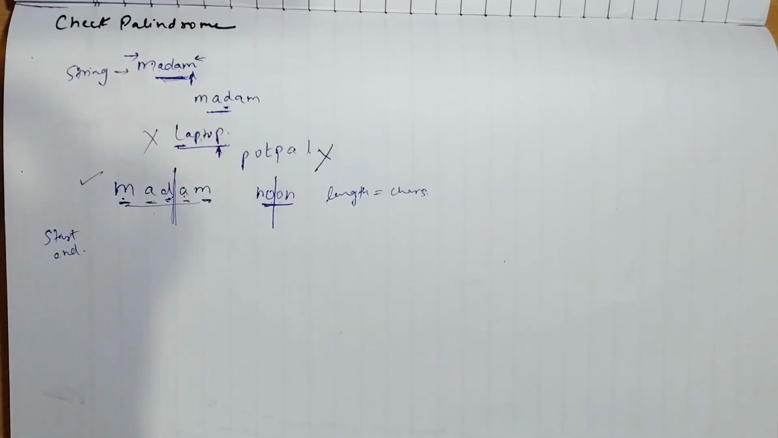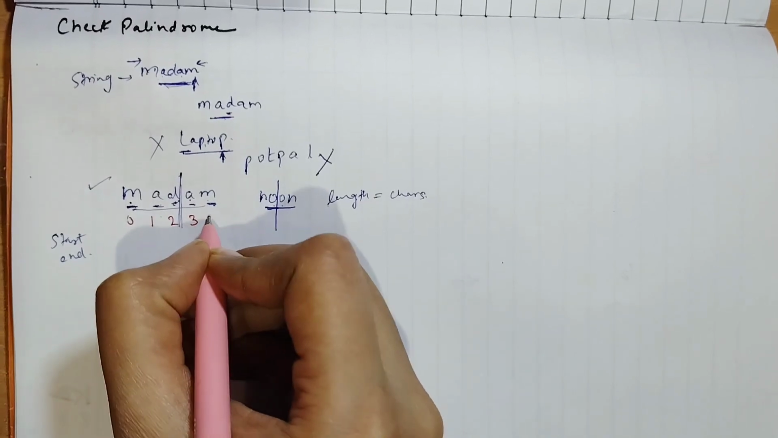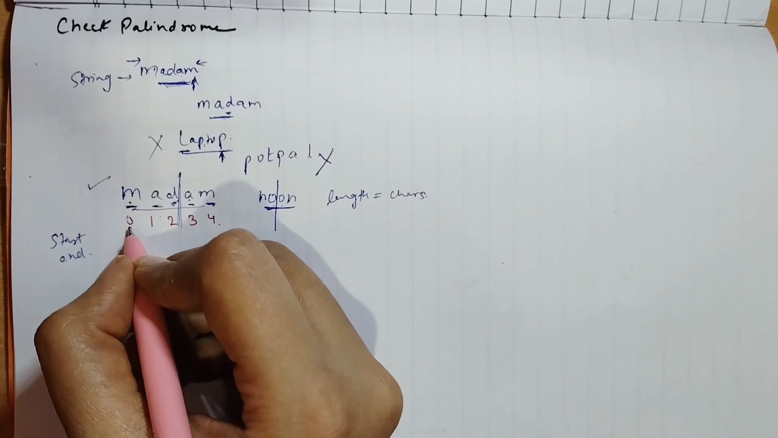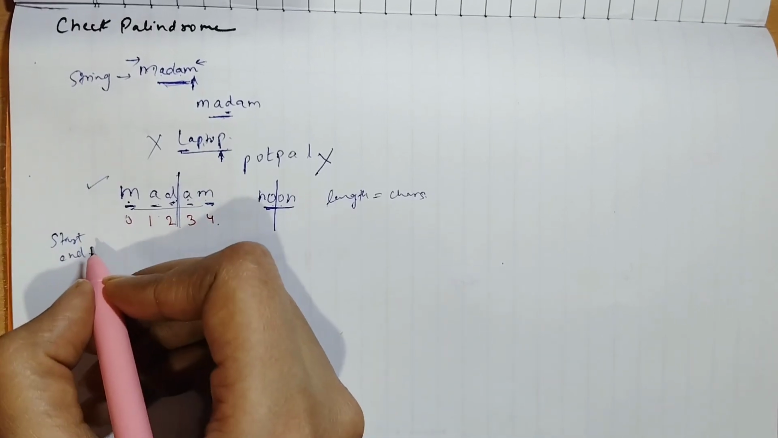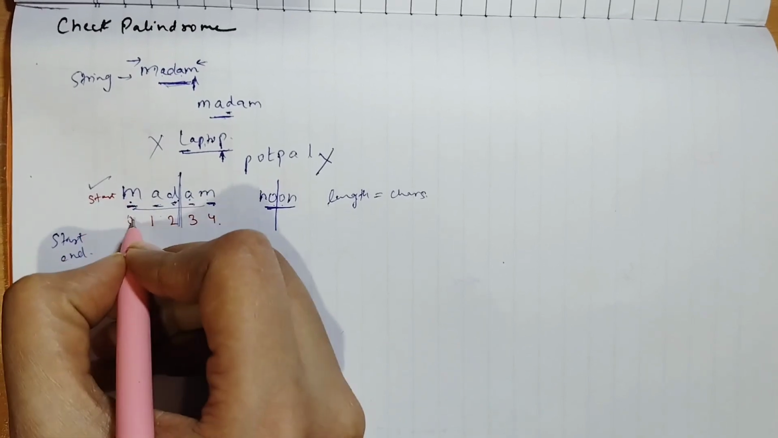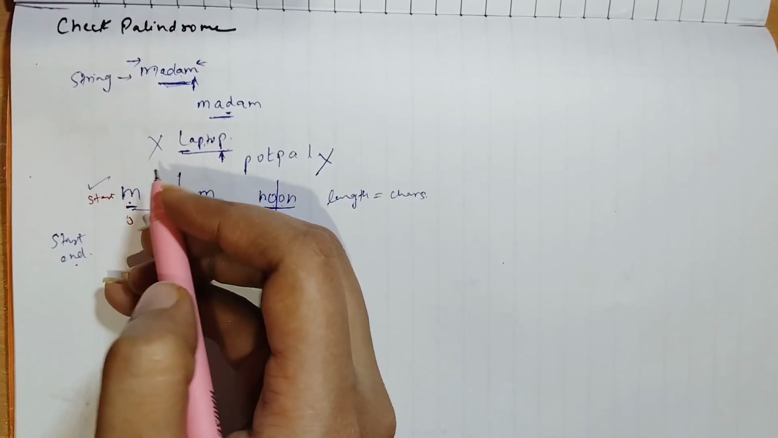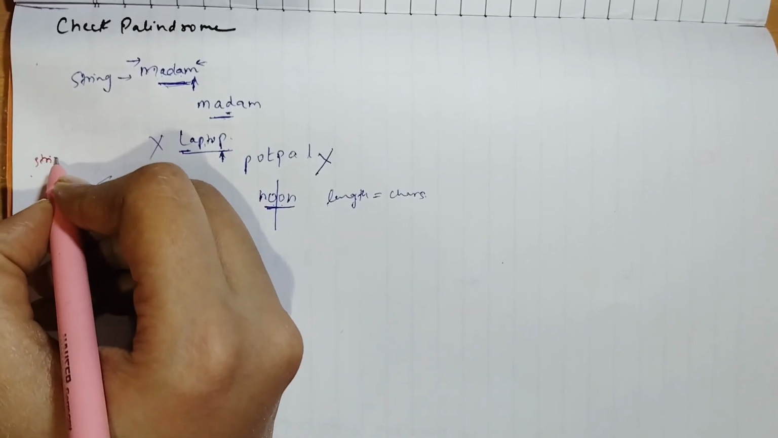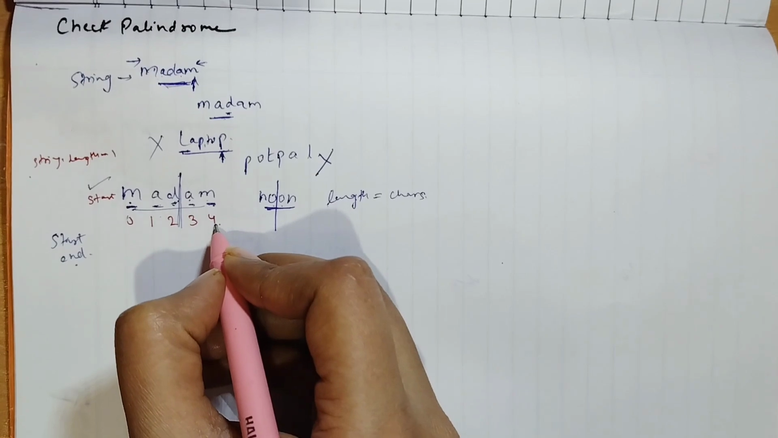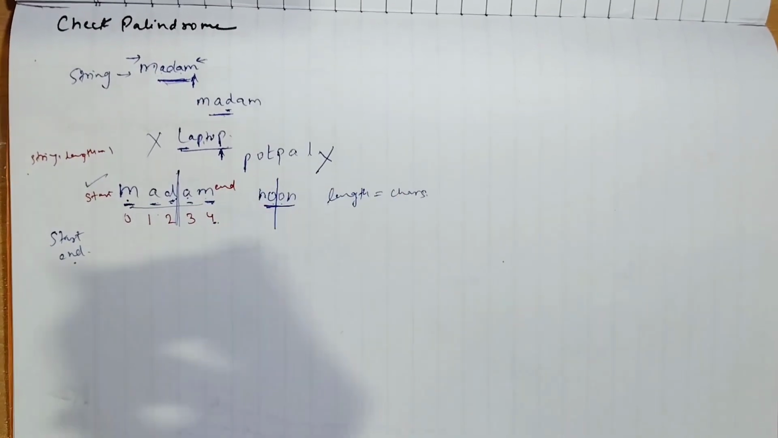First I write their index numbers: 0, 1, 2, 3 and 4. Its length is 5, but our index number will start from 0. So initially our pointer start will be here at 0th index, and end will be at string.length minus 1. I'll write here string.length minus 1, means at index 4, means at last index. End will be at last index.